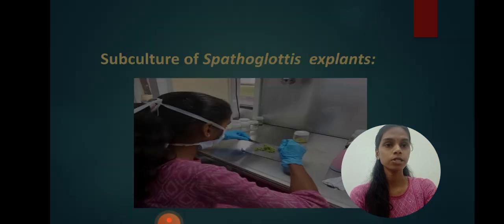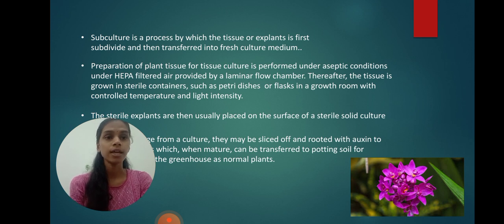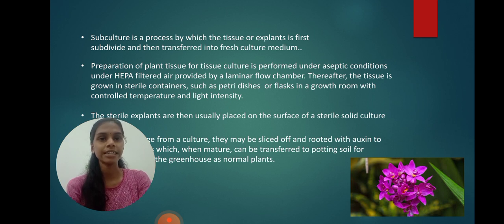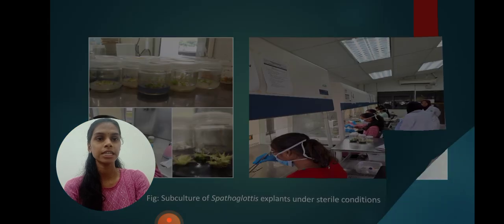About the subculture of Spathoglottis explants, subculture is a process by which the tissue or explant is first subdivided and then transferred into fresh culture medium. Preparation of plant tissue for tissue culture is performed under aseptic conditions under HEPA filtered air provided by a laminar flow chamber. The tissue is then grown in sterile containers such as petri dishes or flasks in a growth room with controlled temperature and light intensity. These are some photographs related to the subculture of the Spathoglottis plicata bloom.